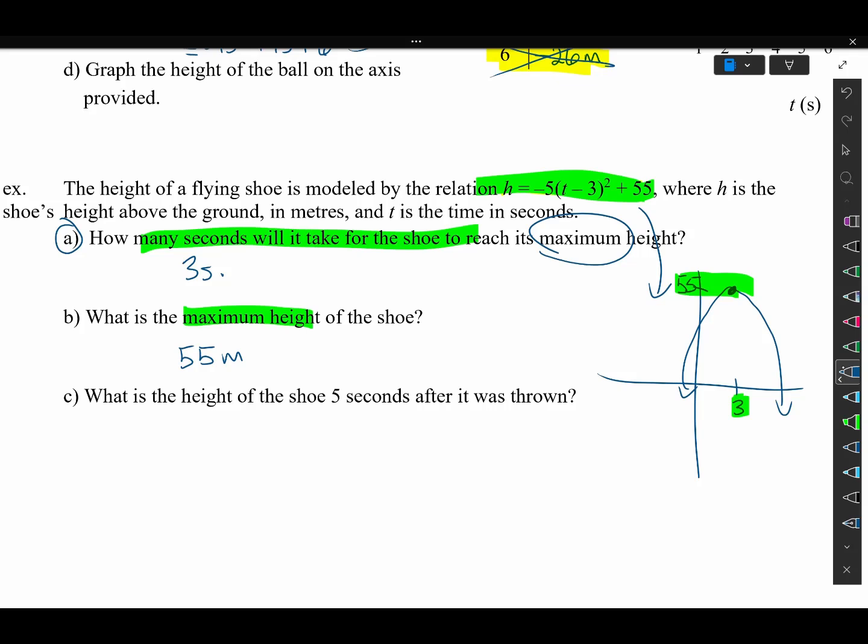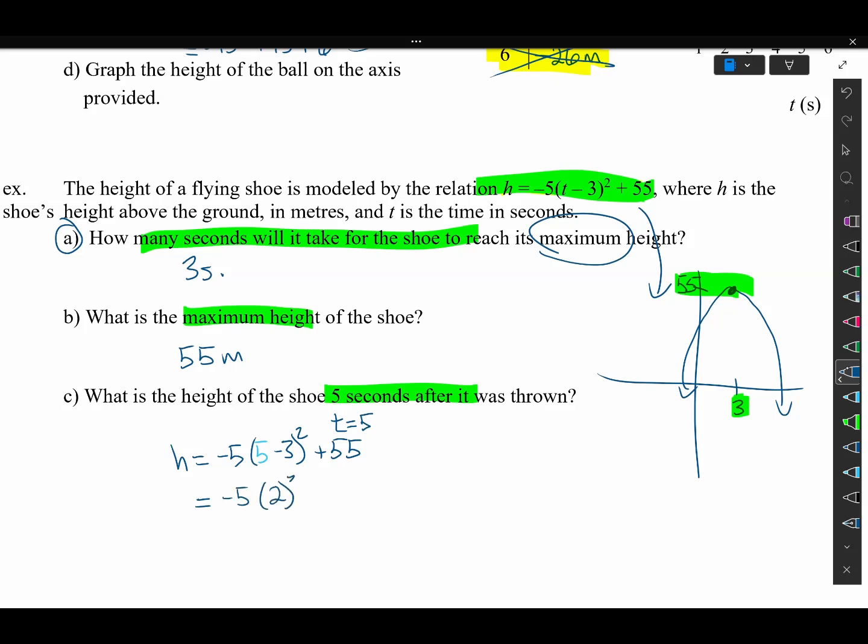What is the height of the shoe 5 seconds after it was thrown? In order to calculate this, we know if it's 5 seconds after, then our t equals 5. And we have our equation that we can work with here. Again, we'll follow our BEDMAS. Following our BEDMAS will look a little bit different right here. Instead of t, we're going to be working with 5, minus 3, because our t equals 5 right here, squared, plus 55. It'll look a little bit different because this is in another form. There's some other steps to follow. This time we have some steps within our brackets we will need to respect.